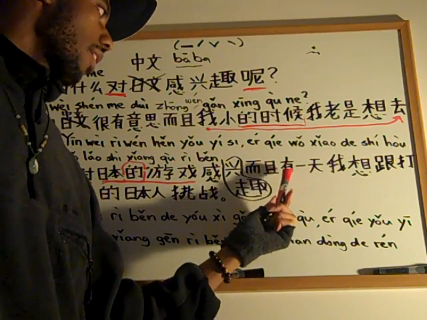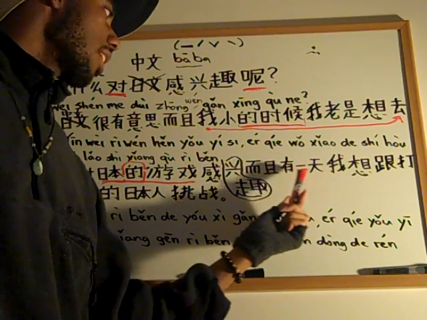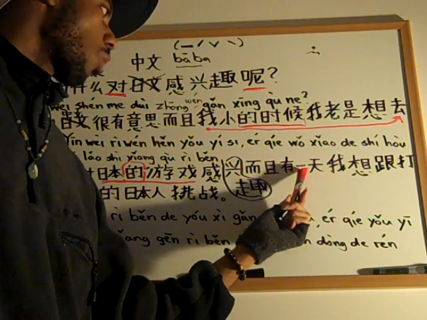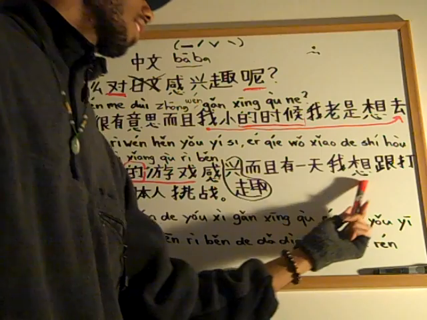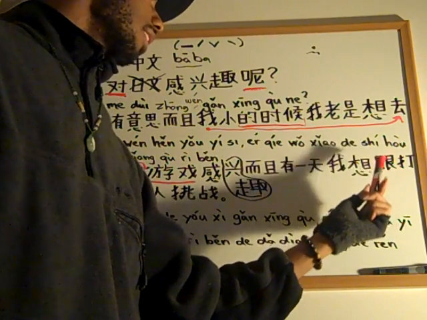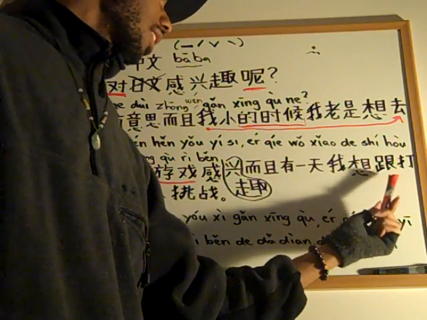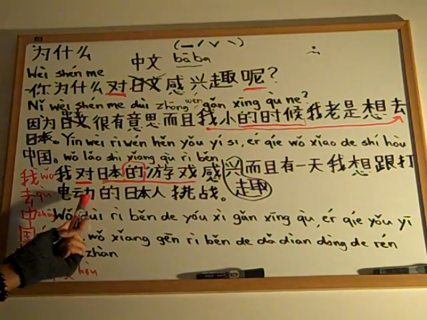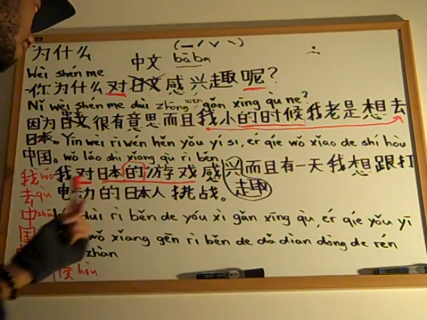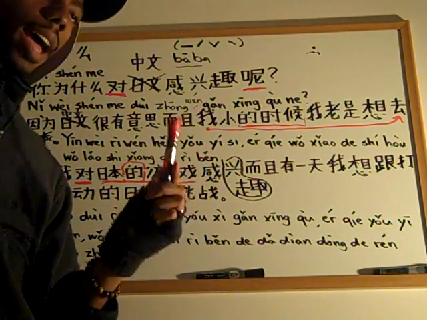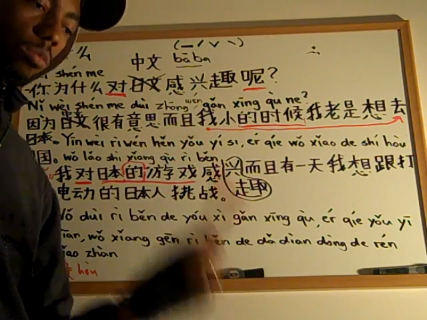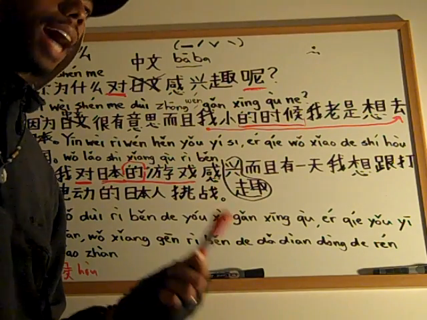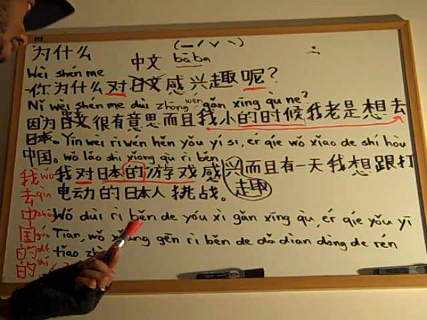That means and one day. 我想, we had that before, like I would like. 跟 means with. 跟打电动. When you say 打电动, that means to play video games, like literally playing the game. 打电动.